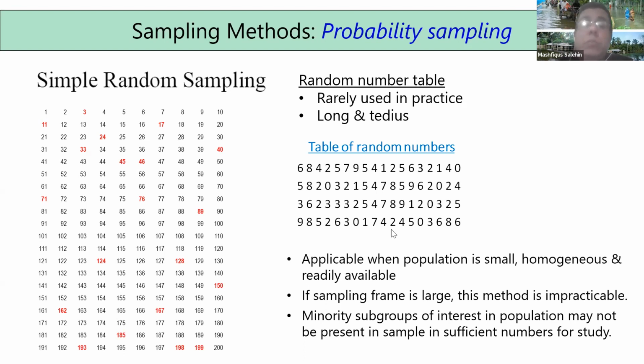This kind of use of a random number table would be applicable when your population is small, homogeneous and readily available. So that is okay. But many times it would be very difficult. Especially when the sampling frame becomes large, this becomes impractical.